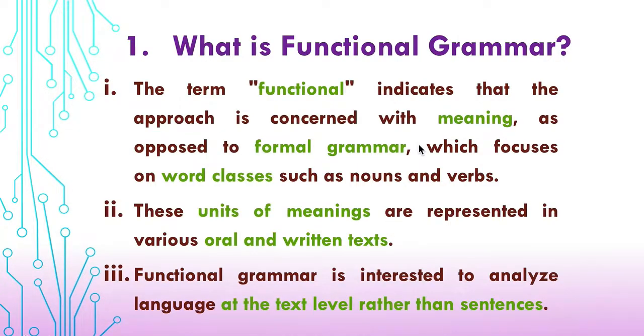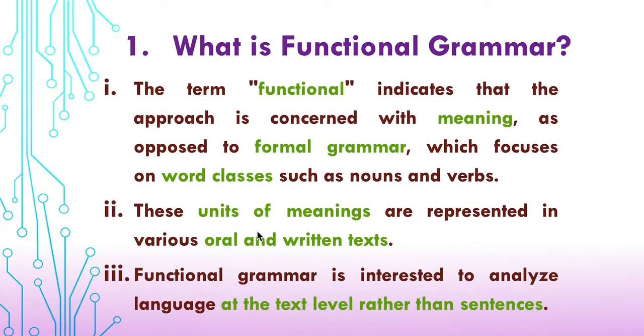Look, in the first point, what is the main idea? That functional grammar is that kind of grammar which looks at the text from the point of view of meaning, while formal grammar is the type of grammar which focuses on the grammatical items like nouns, verbs, adjectives, and so on. So see the difference between the two. Functional grammar is all about meaning. Formal grammar is all about classification and explanation of grammatical items. This is the fundamental difference between functional grammar and formal grammar.